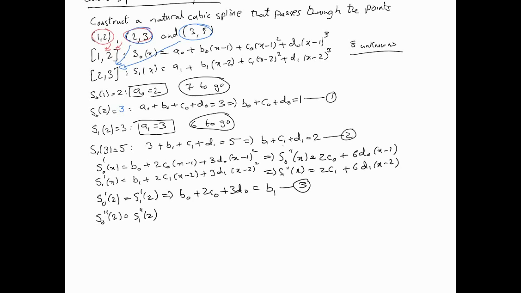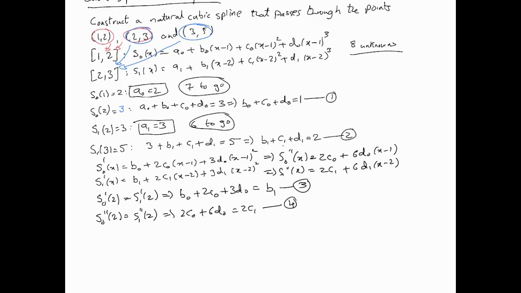So now when we substitute into the first of these the number 2 for x, this implies that we get 2C0 plus 6D0 equals, and in the other one we'll put the 2 in, remember, so that will give us equals 2C1. So that is equation 4. All right, now let's move on.